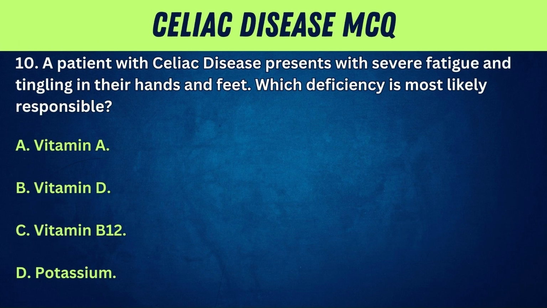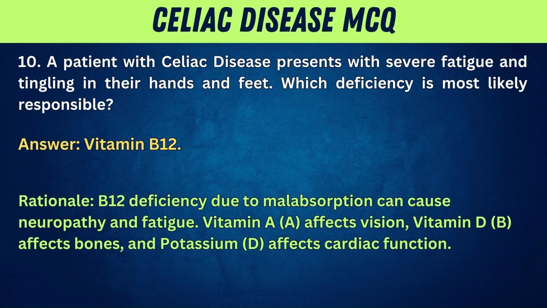10. A patient with celiac disease presents with severe fatigue and tingling in their hands and feet. Which deficiency is most likely responsible? A. Vitamin A. B. Vitamin D. C. Vitamin B12. D. Potassium. Answer: vitamin B12. Rationale: B12 deficiency due to malabsorption can cause neuropathy and fatigue. Vitamin A affects vision, vitamin D affects bones, and potassium, D, affects cardiac function.